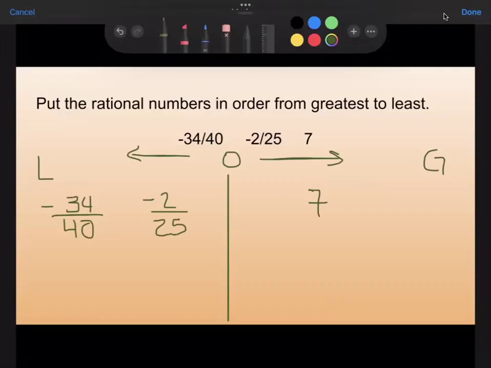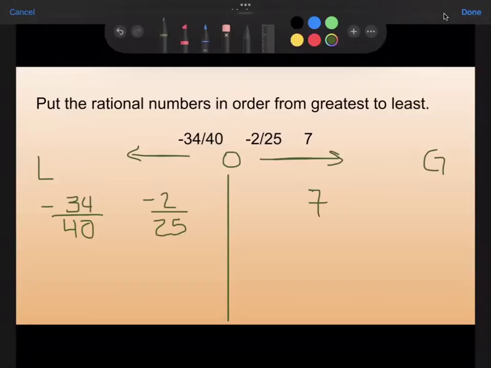Now, between the two negatives, again, I'm looking for the one that is further away from 0 to be the least. So -34 over 40 is more than 1/2. That would be -20 over 40 would be 1/2. And -2 over 25 is less than 1/2. So it is actually closer to 0 than the other one, even though the numbers are bigger. So I think those are already in the right order from least to greatest.